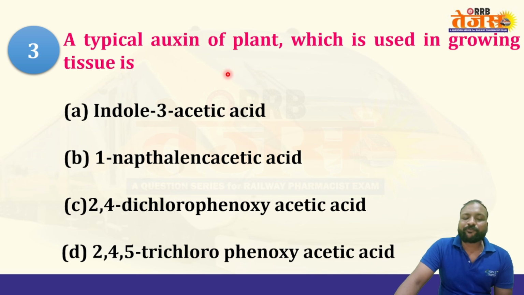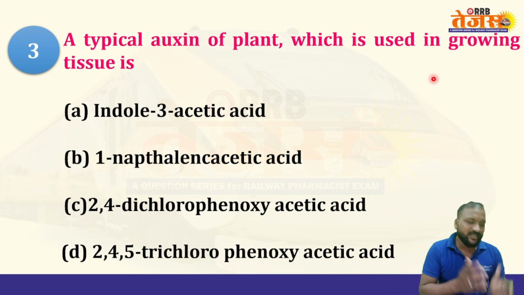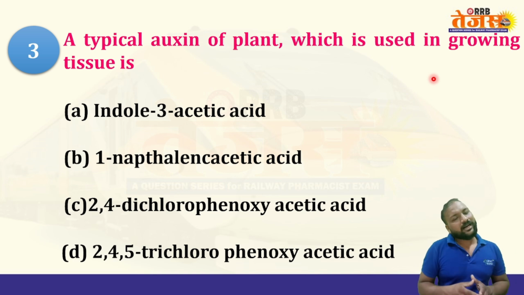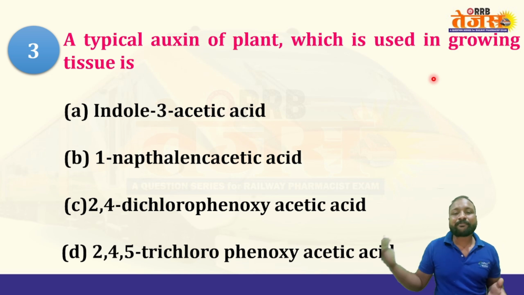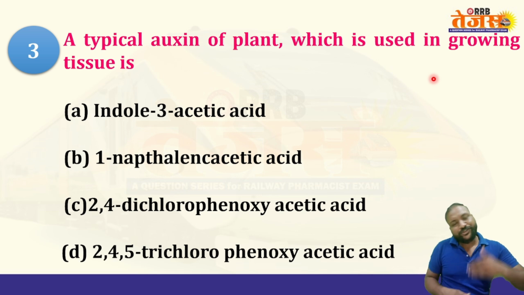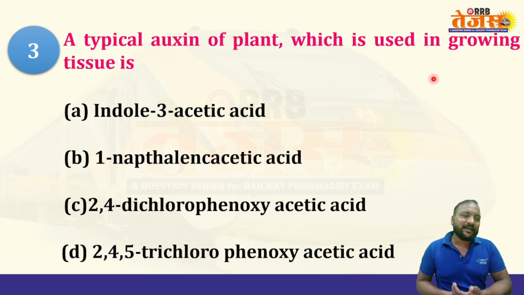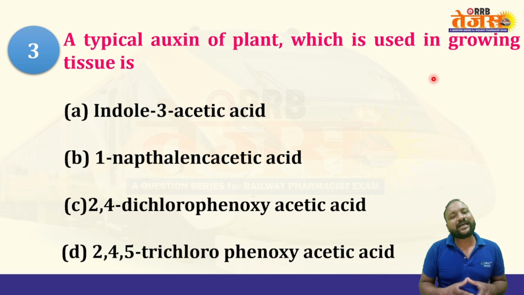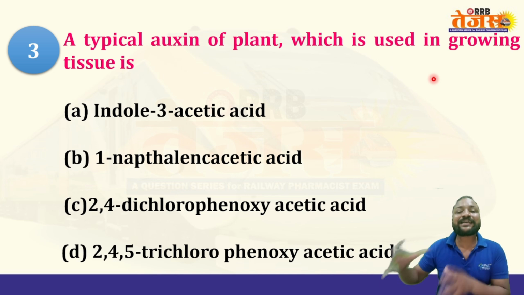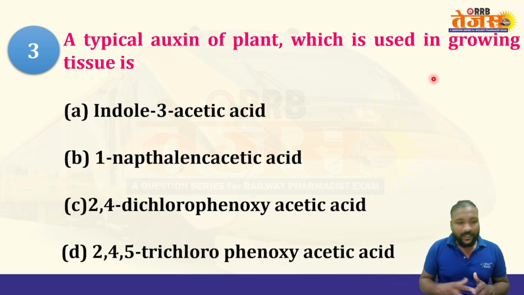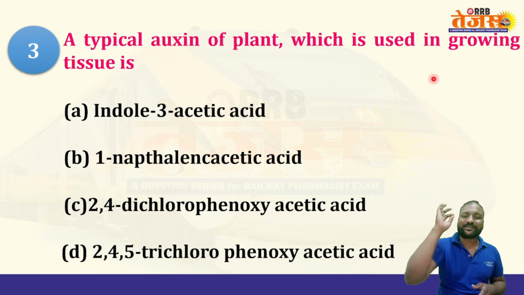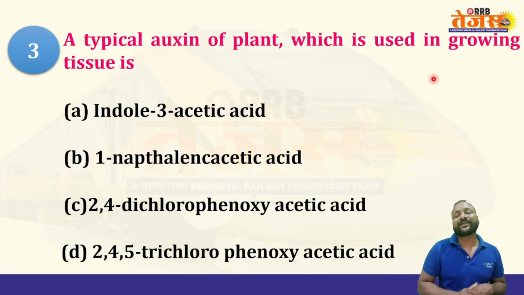A typical auxin of plant which is used in growing tissue is, so which auxin? Every plant hormone is synthesized naturally as well as prepared synthetically. Natural hormones are there, but when the plant is not able to synthesize the natural hormones inside the cellular structures, it requires plant hormones from external sources. So here they are asking: what is a typical auxin used in a growing tissue?